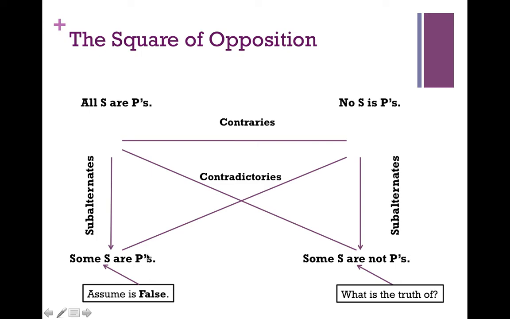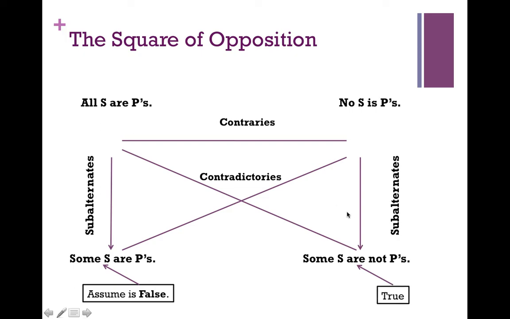So if the I form is false, that means that the E form is true, because remember, what's at the corners has opposite truth value. So if this is false, this must be true. And then the arrow, truth goes with the arrow. So if E is true, that must mean that O is also true.